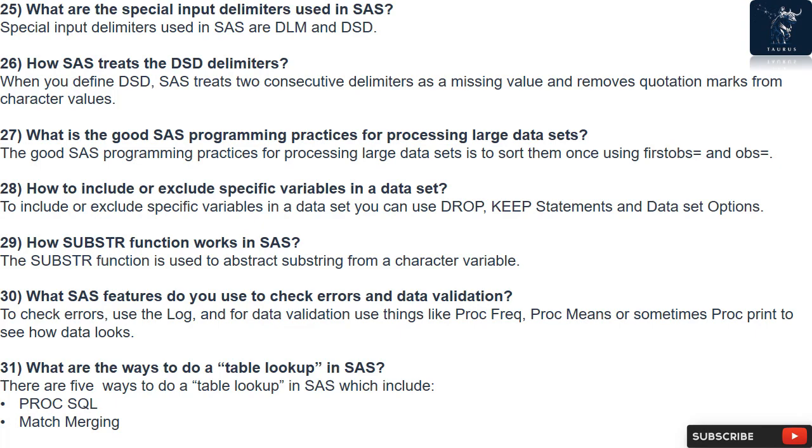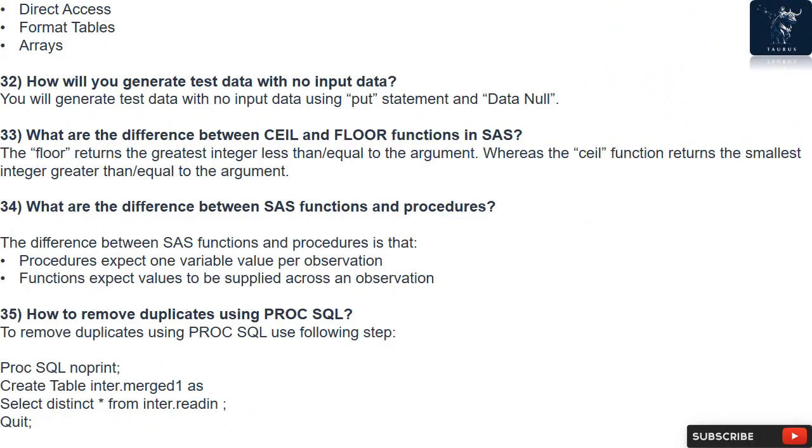31. What are the ways to do a table lookup in SAS? There are 5 ways to do a table lookup in SAS, which include PROC SQL, match merging, direct access, format tables, and arrays. 32. How will you generate test data with no input data? You will generate test data with no input data using the PUT statement and DATA _NULL_.